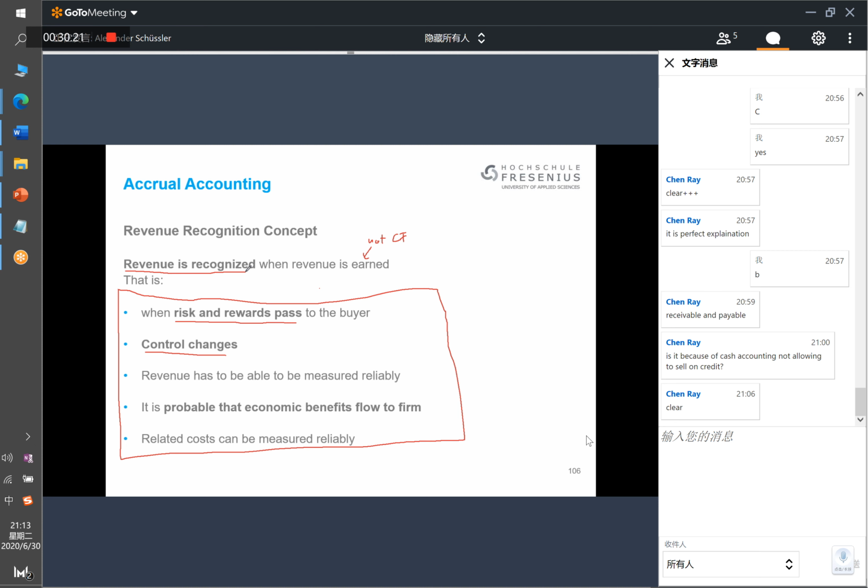It's not necessarily when cash is coming. But when this is met, then the revenue can be recorded. This is when risk and rewards pass to the buyer. When you hand over the car to the buyer, when the control changes, now it's in the control of the buyer, because the buyer can drive the car. Revenue has to be measured reliably, it's probable that economic benefits flow to the firm, and related costs have to be measured reliably. If all that is the case, then revenue can be recognized.